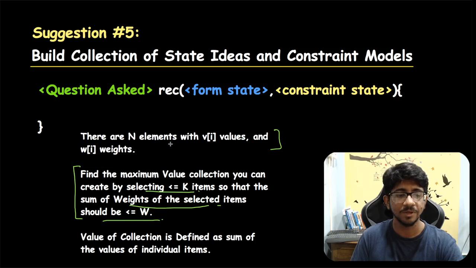For any particular subset that you create out of these n elements, you have to find the sum of the values of the individual items. So their v's get added up, and for a particular subset, the sum of v's is the main value of the collection. You have to maximize that. If you want to try this problem out, just pause the video right here, but let's go ahead and discuss it.